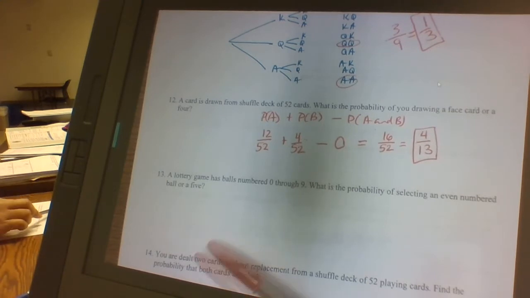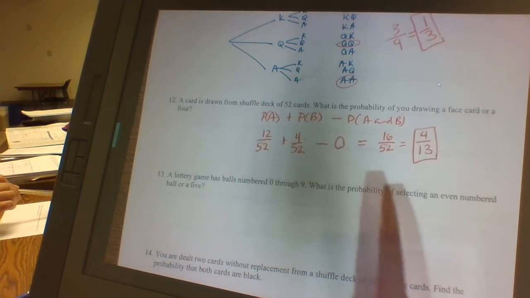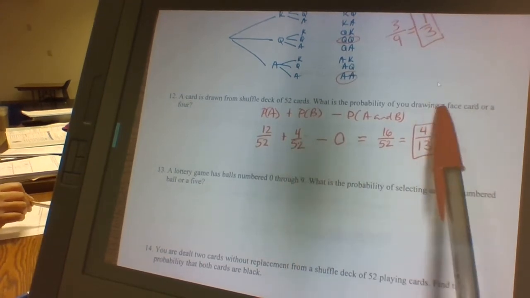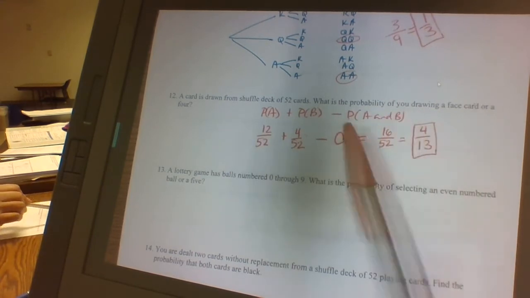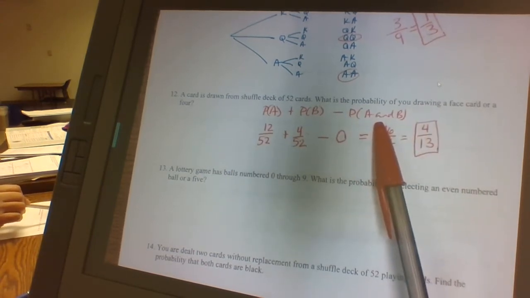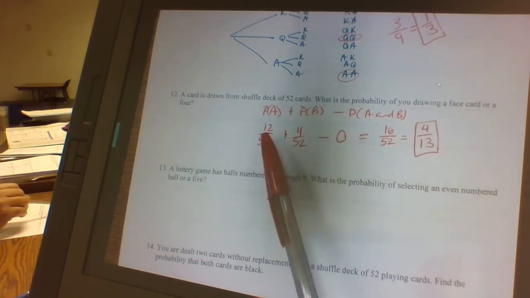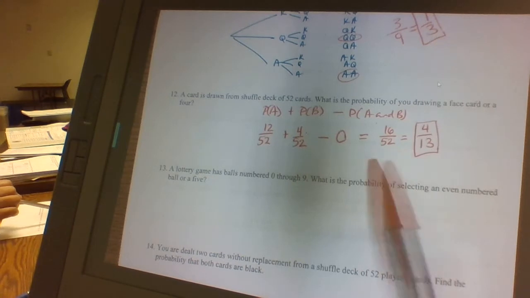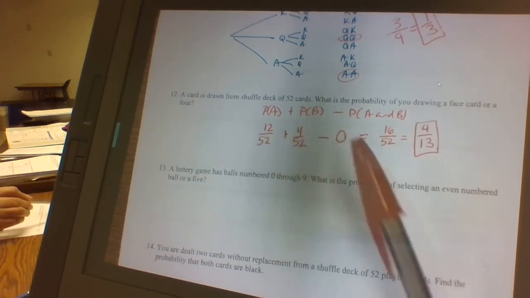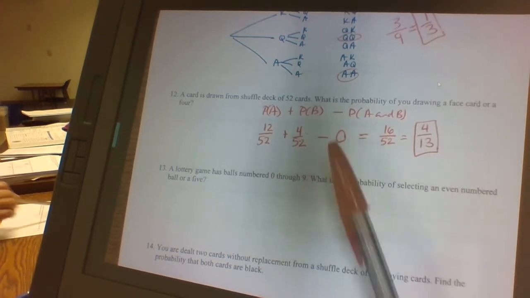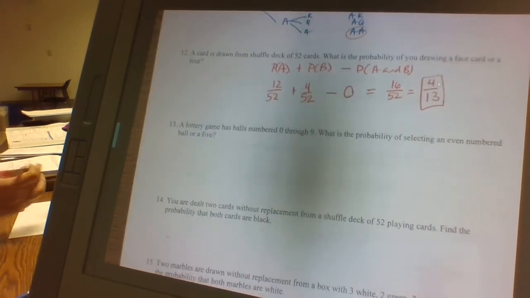This one, if it would have said a face card and a red card, then you would have subtracted how many? How many face cards are red? 6, right? 6 out of 52. So then this would have been minus 6, and this, of course, would have been different. But because both of these ended up being a 0, I might give you an extra one right now just to have practice so you see it.